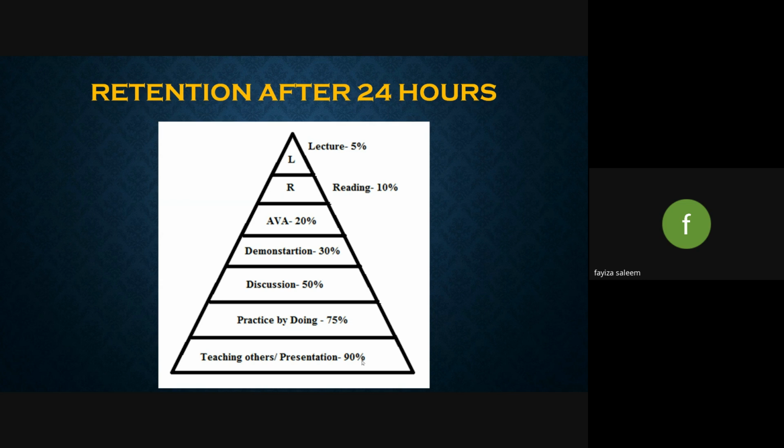Why? Because in lecture, the retention was reported only 5%. Even reading was twice as better as lecture, because retention was 10%. And similarly, audiovisual aid, you can see 20%, demonstration 30%, discussion 50%, practice by doing 75%, and teaching others or presentation, maximum retention was reported, and that was 90%.